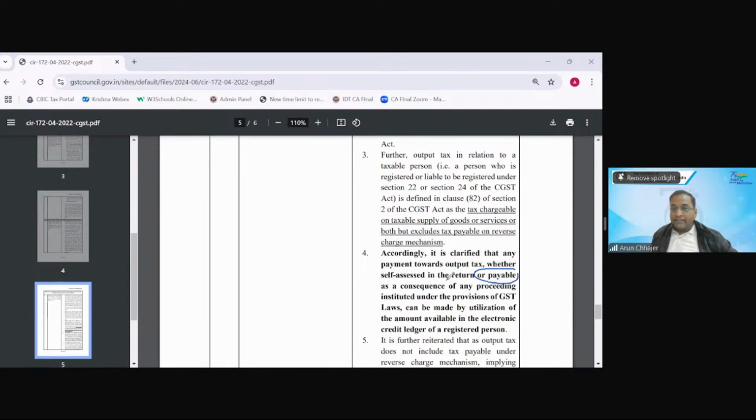very important. This part is very important. Self-assessed, we are very clear, because when we are filing the GSTR-3B, it is nothing but the self-assessed. No problem. We have the output tax liability, we are using the ITC. There is no problem.